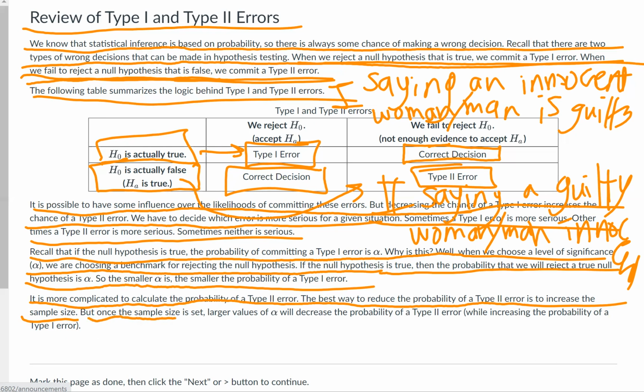But once the sample size is set, larger values of alpha will decrease the probability of a type 2 error while increasing the probability of a type 1 error.